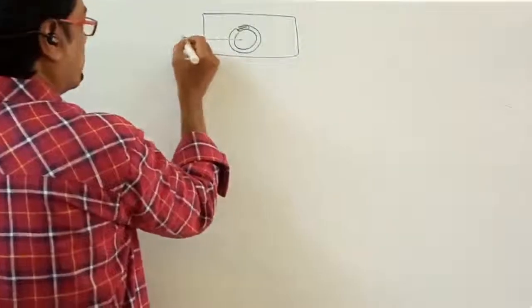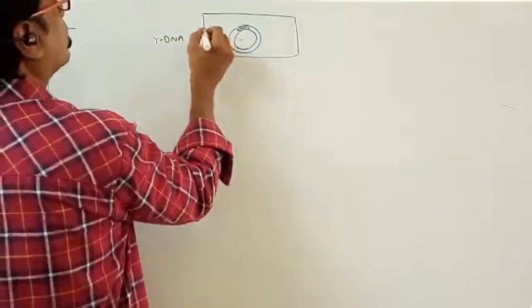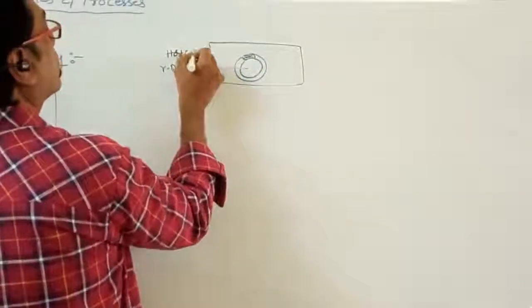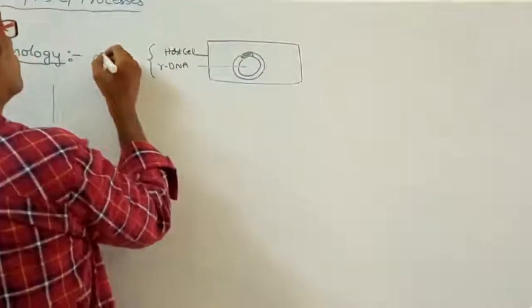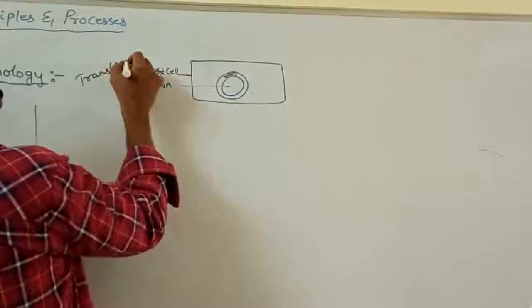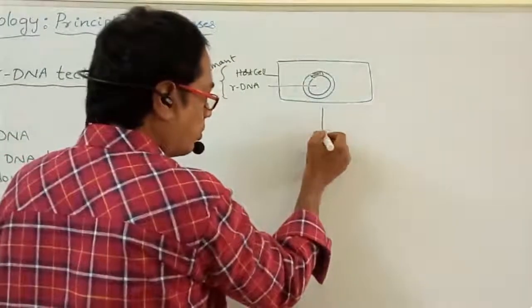Right, this is the rDNA and this is the host cell, and together they are called a transformant, isn't it?